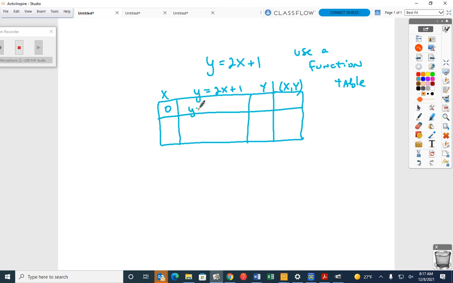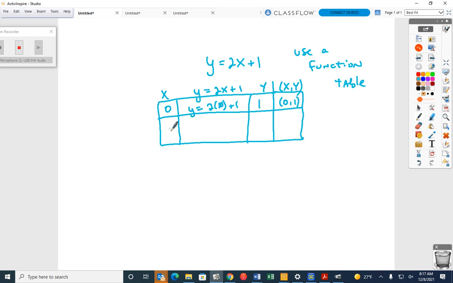Okay, y equals, what does this mean? I'm replacing x with what? 0, right? So y equals 2 times 0 plus 1. What's 2 times 0? 0. 0 plus 1 is what? So my first point is 0, 1. Okay, what do we want to do for the next one?